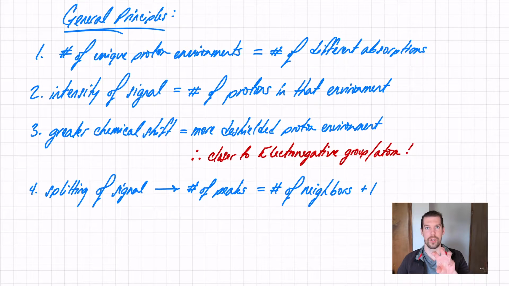Finally, the splitting of the signals. In any given signal, you might have multiple little peaks. The number of peaks is equal to the number of neighbors that proton has plus 1. Neighbors refers to protons on an adjacent carbon or on an adjacent atom. If there are protons attached to the same atom, those are identical protons, not neighboring protons.